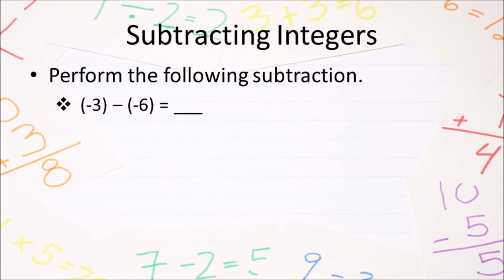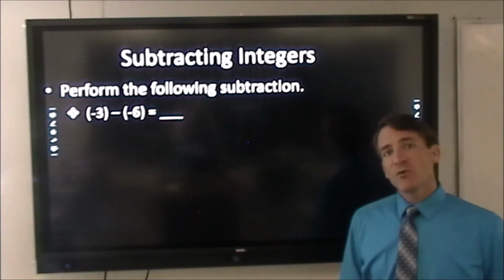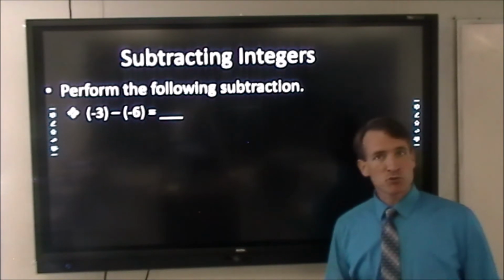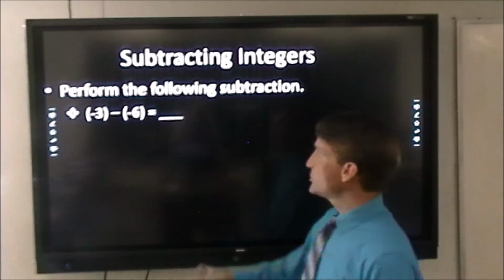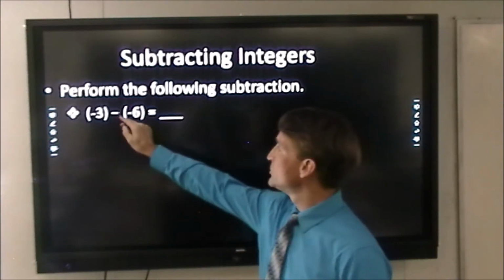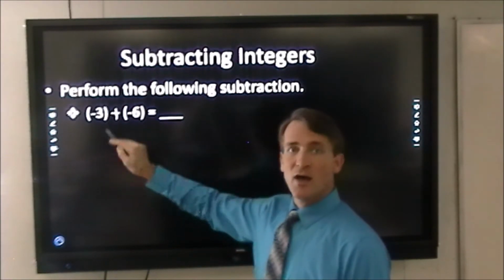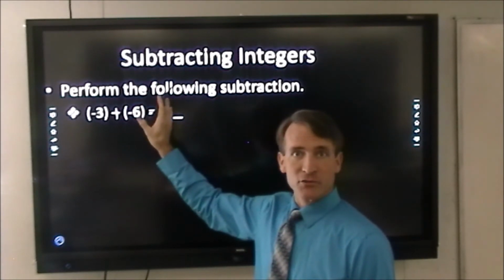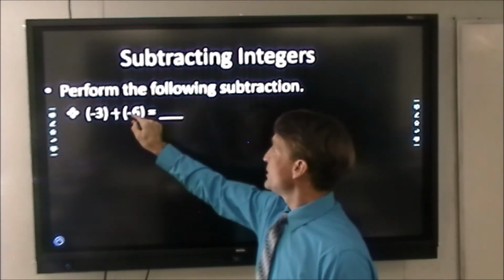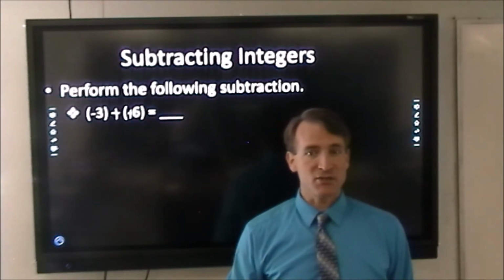So let's try performing subtraction on these problems. If I have a negative 3 minus a negative 6, my first step is to change my subtraction problem into an addition problem. So if I change this subtraction into addition, I need to change the sign of the number after it as well. So that makes this a positive 6.